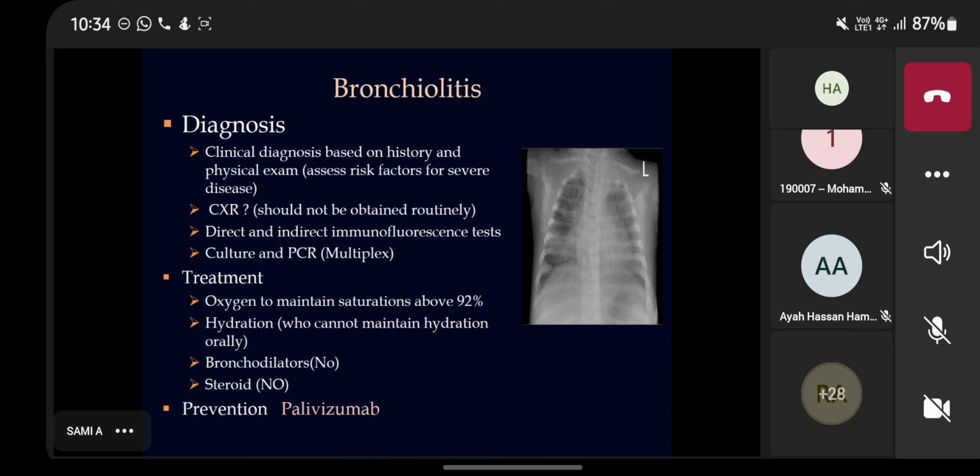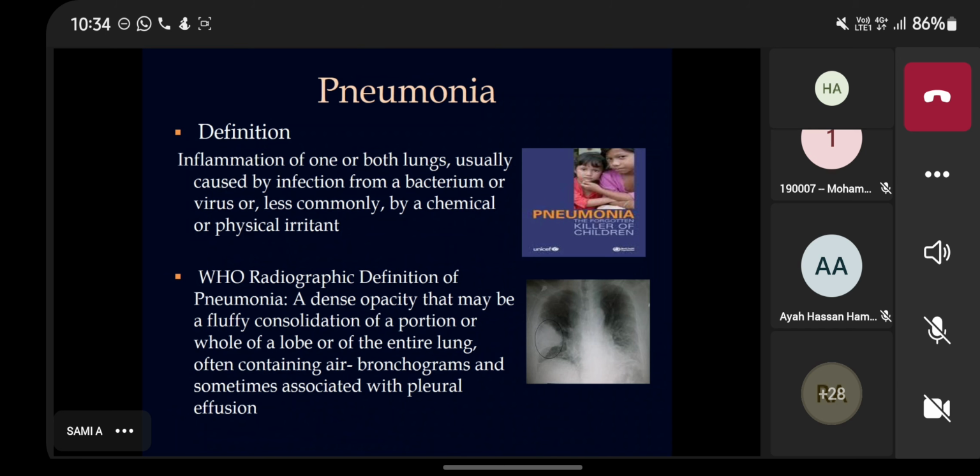But really, bronchodilator and steroid should not be given routinely. Now, palivizumab is a monoclonal antibody. It is used by injection. It is really reserved to prevent RSV in high-risk children.